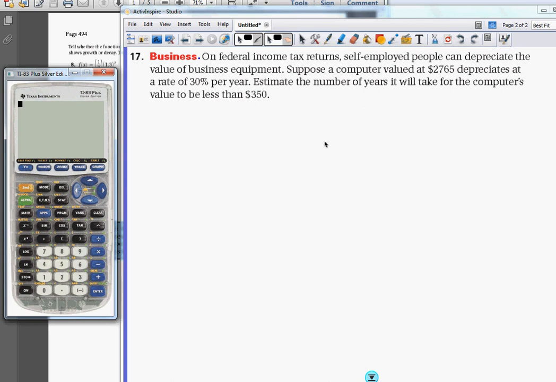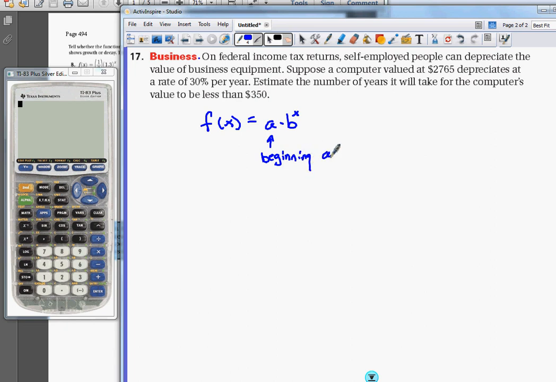So you're going to start off with the general exponential equation, f of x equals a times b to the x. So that's where we start. f of x equals a times b to the x. Now understand, this is your beginning amount. Okay? The b, so a is the beginning amount.